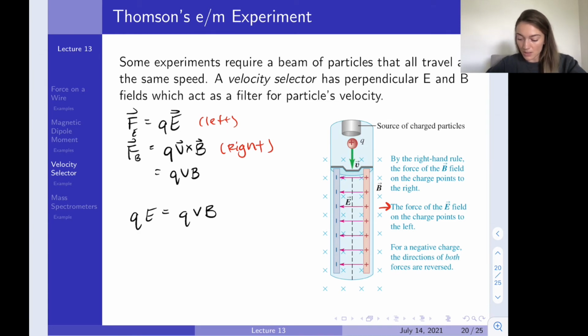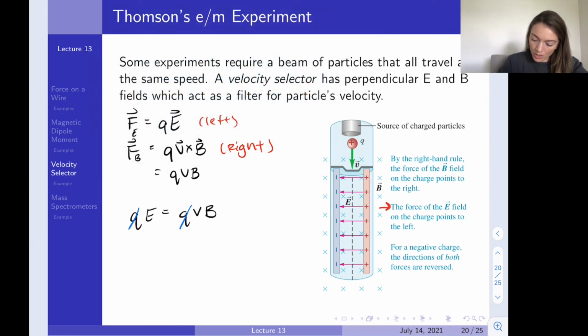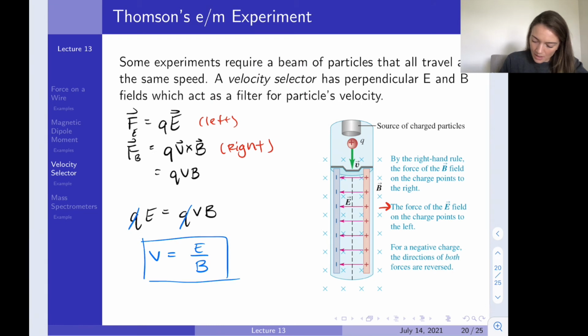And what this does basically is, since you can see here that the charge cancels out on both sides, this depends only on the velocity. So if I just solve for the velocity here, I get E over B. So when these charged particles have a velocity equal to E over B, they will pass through this undeflected. So the net force that a particle with this velocity will feel is 0, and it will be able to emerge from this sort of cavity here, feeling no force.